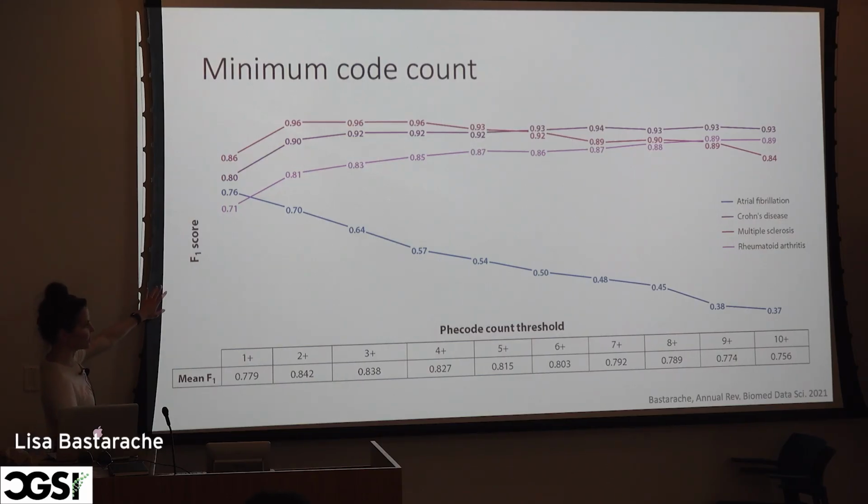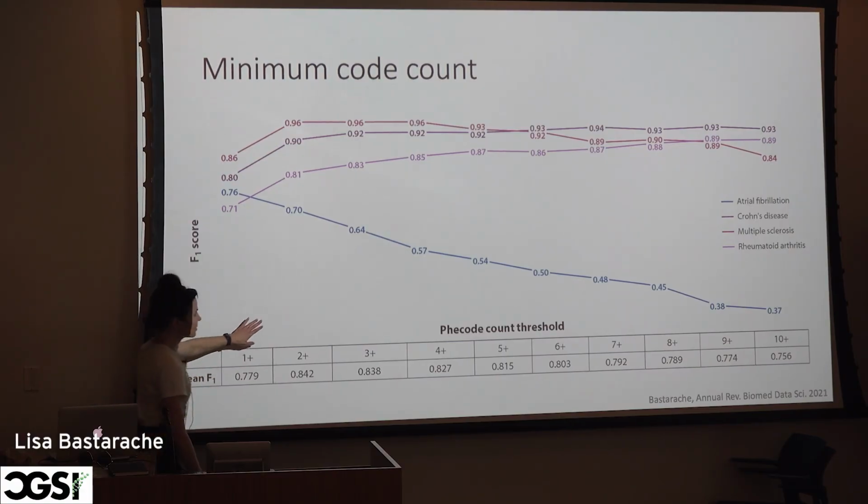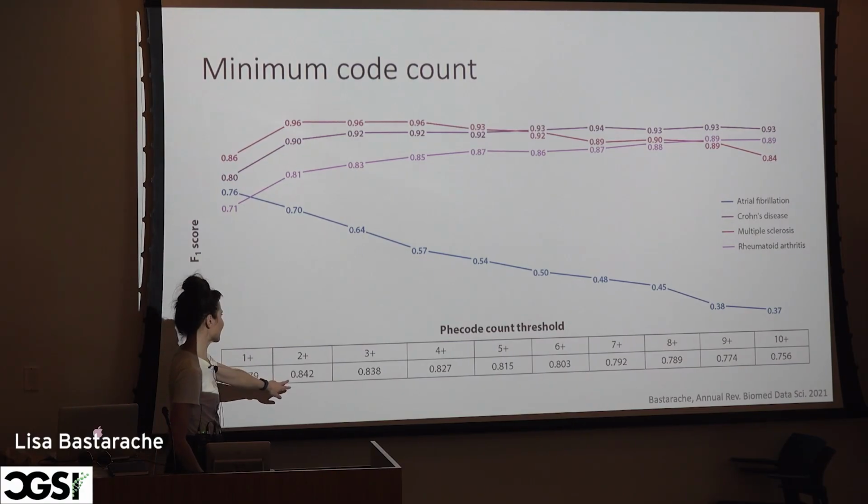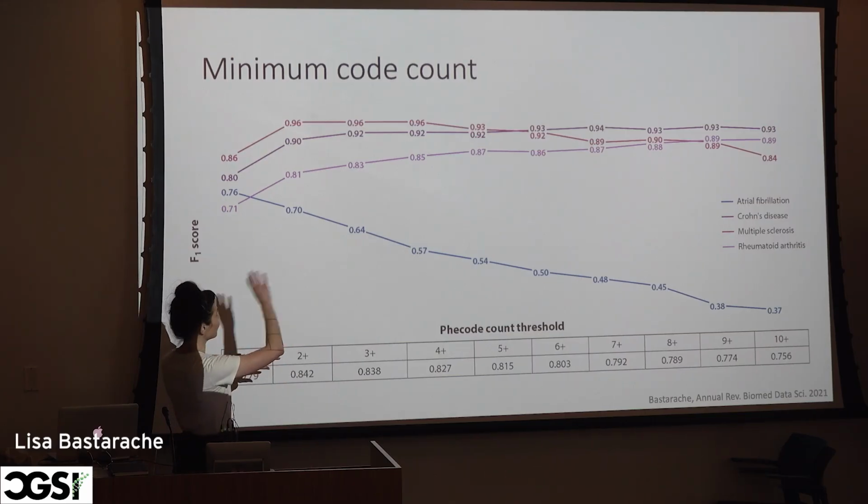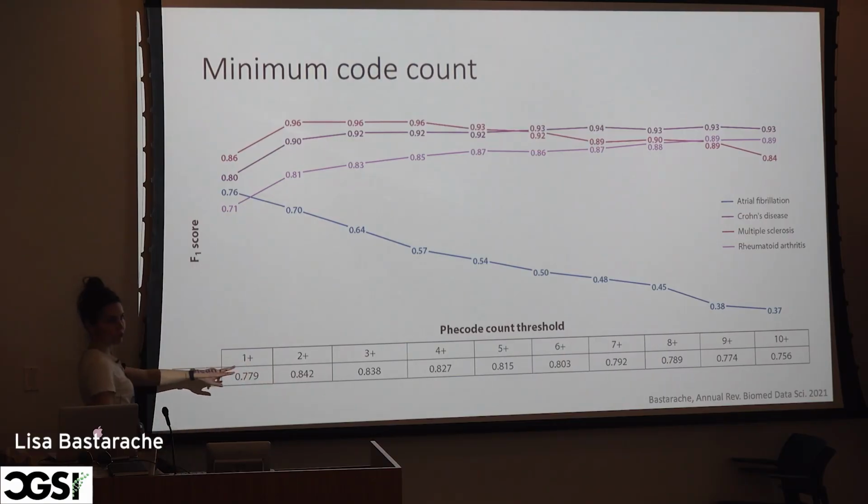So this chart here, this is from a really old poster actually that we presented at AMIA way back in the day, where we looked at a number of different conditions: atrial fibrillation, Crohn's disease, multiple sclerosis, etc. And this is just the F1, the harmonic mean of the PPV and the NPV. And what we found for these 4 diseases that we looked at was that if you average across all these diseases, the maximum F1 score was at 2 or more.